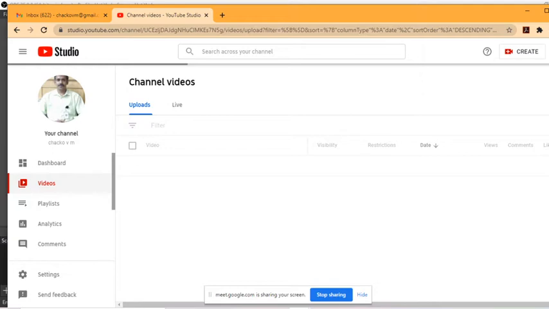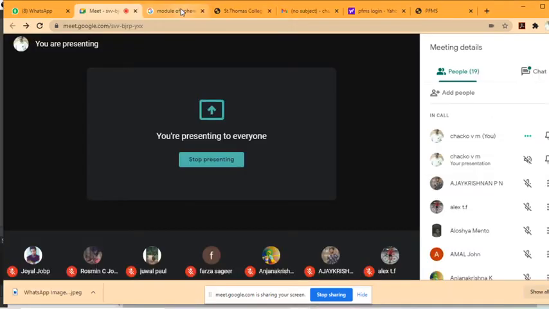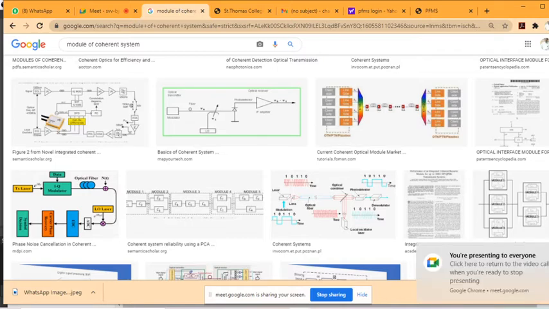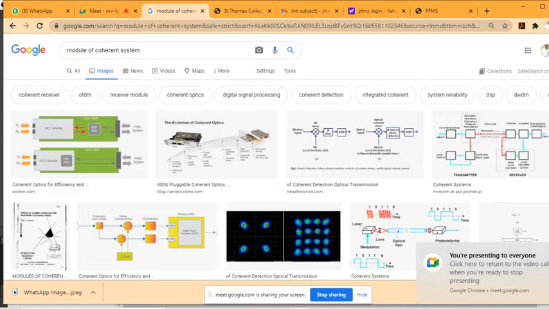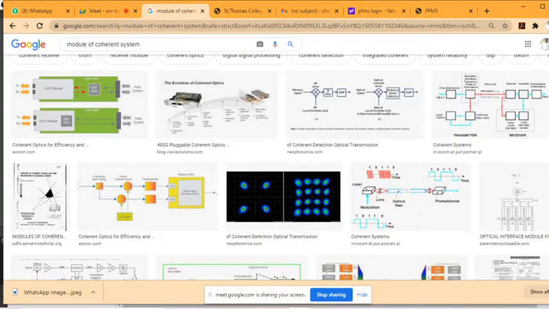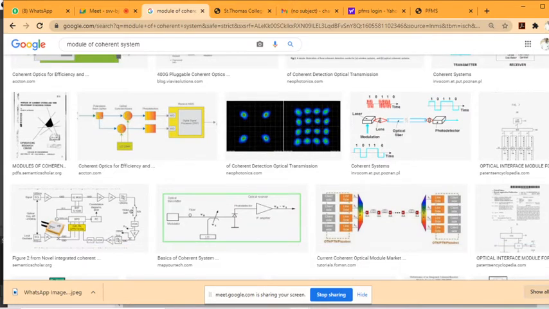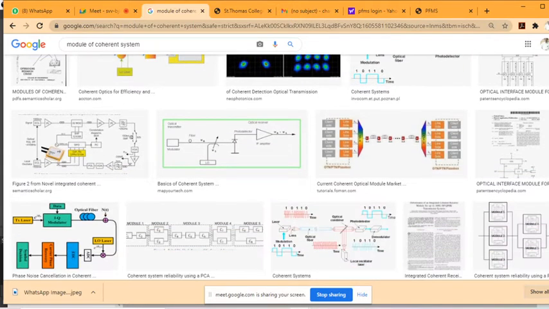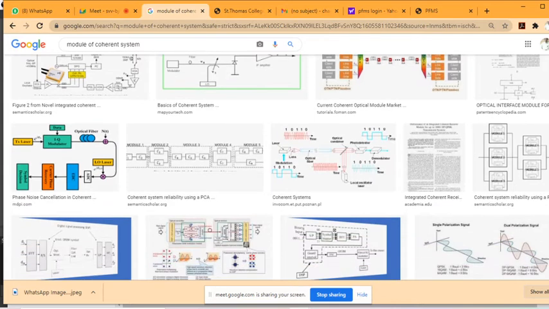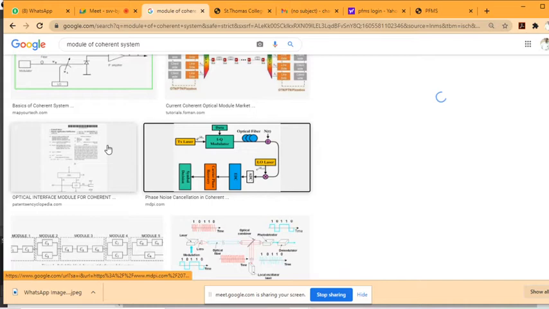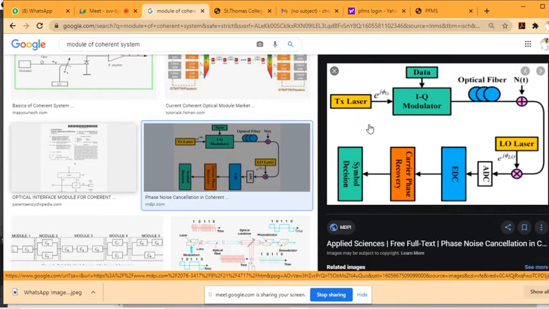So what is meant by module? You know the coherent system, the concept of coherent system. You can see several structures of some electronic or electro-mechanical systems. In this system, let us look at this section.